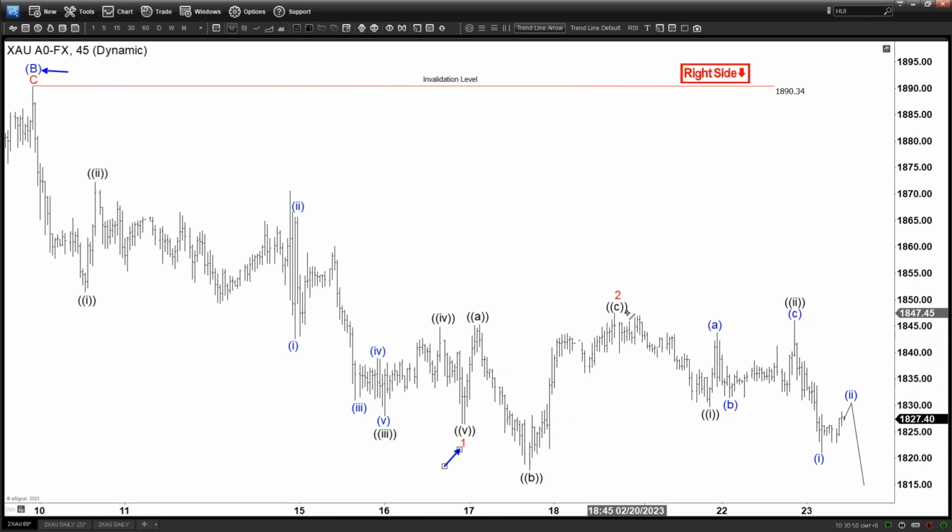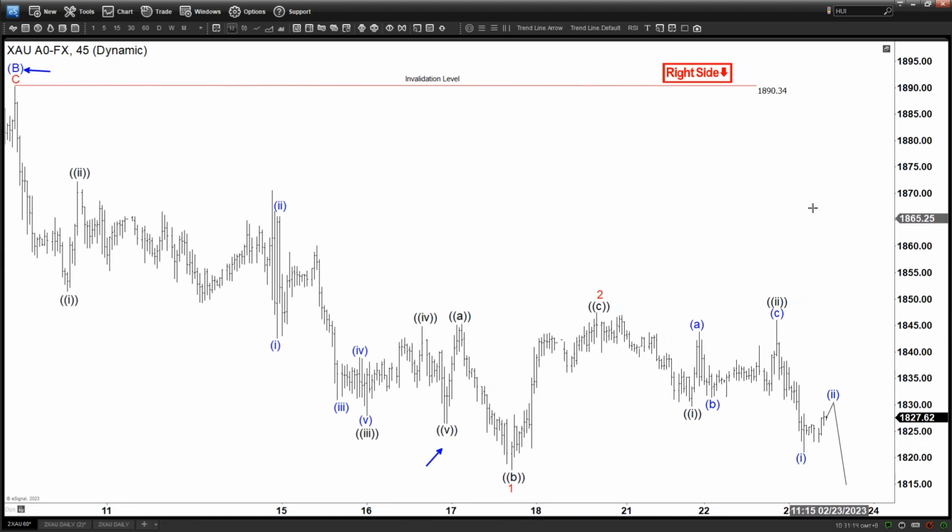Now we might have already started with 3 to the downside, but for this view to be valid, we still have to break below this previous low. Until then, many different things can happen. One possible thing is that 1 could have ended here, and this could have been A, and this could have been B, and then we could have gotten a sell-up, and that will be ending wave 2 and then going lower.